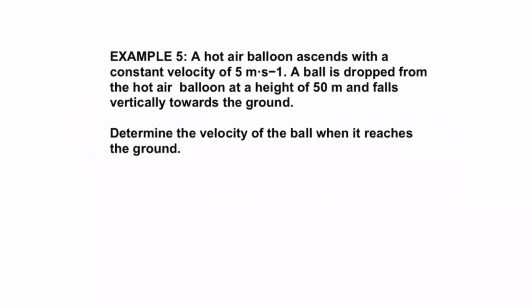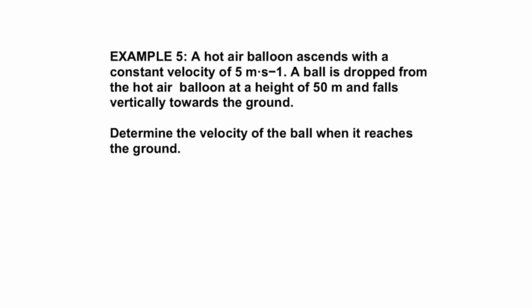Let's get right to the problem solving and cement the idea. So in this example, a hot air balloon ascends with a constant velocity of 5 meters per second. A ball is dropped from the hot air balloon at a height of 50 meters and falls vertically towards the ground. Determine the velocity of the ball when it reaches the ground.